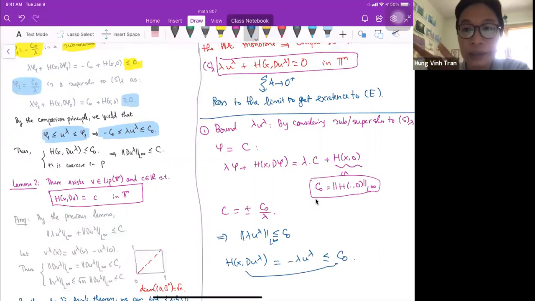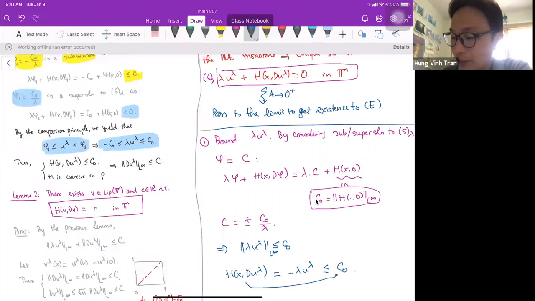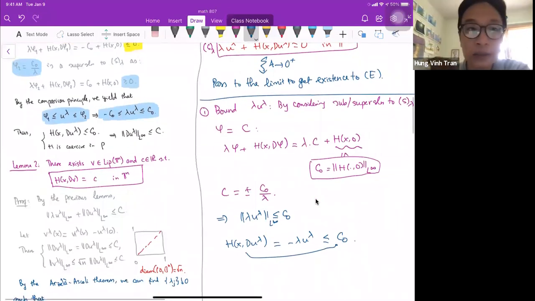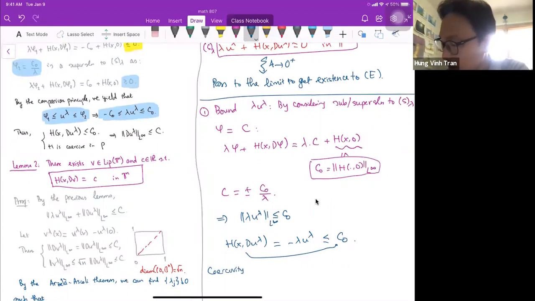And this is where we put a very important assumption about coercivity. This coercivity is weaker than superlinearity, but essentially it forces your Hamiltonian to grow to infinity as p goes to infinity, right?